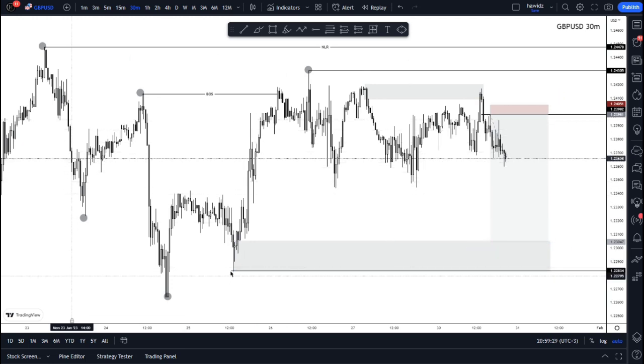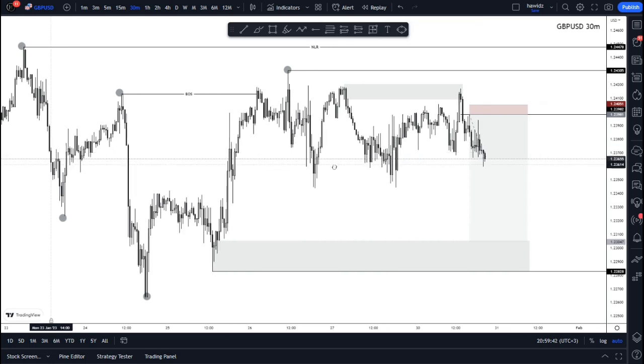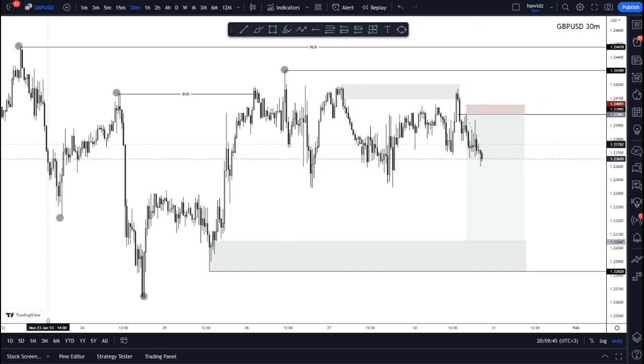And from there, we can see that we are pretty much ranging from this low to this high here. From the creation of this high, price came down and started breaking intermediary structure, indicating what? Price is simply doing a pullback towards an order block right here.